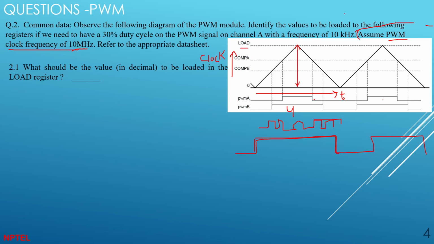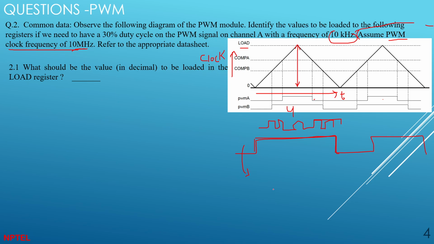Here, the frequency is 10 kilohertz. So 10 kilohertz is the frequency of the pulse. This is basically the clock your PWM has to run on. It is written that it is a PWM signal on channel A with a frequency of 10 kilohertz.